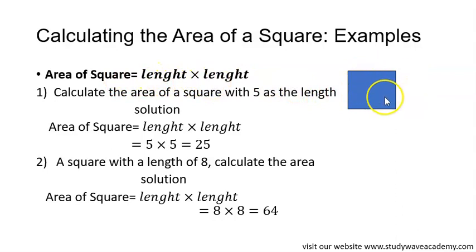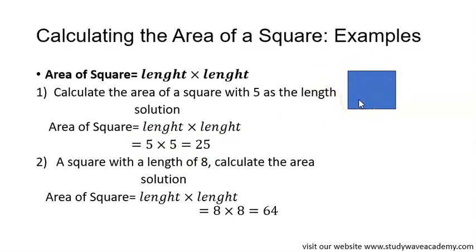So we're going to be looking at some examples to know how to calculate the area of the square. Here is the length, here's the length, here's the length, here's the length, okay? Four sides are equal, so everywhere is the length. So example 1 says calculate the area of a square with 5 as the length. So here is length 5, 5, 5, 5. And to calculate the area of the square, they said is length times length. So the area is equal to 5 times 5. And 5 times 5 is going to give us 25, okay? So the area of this square is 25.